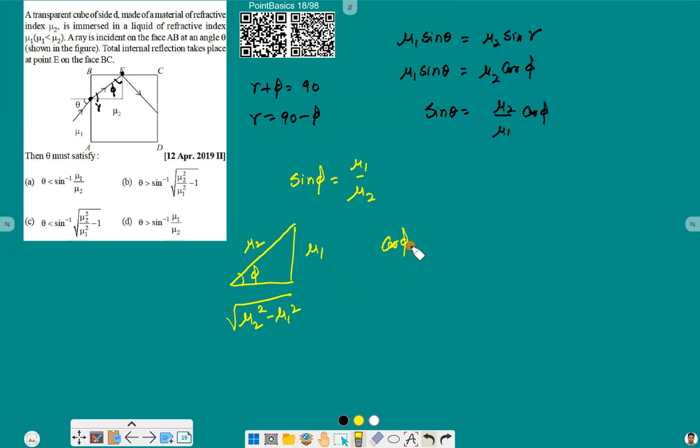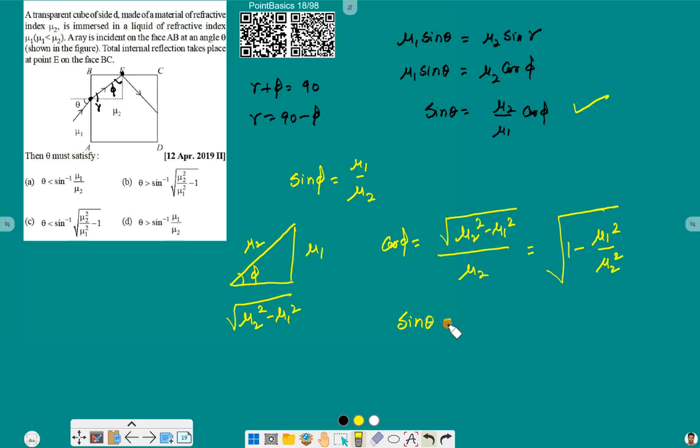So now cos of phi will be equal to under root mu2 square minus mu1 square by mu2, and this can be written as under root 1 minus mu1 square by mu2 square. Now we can substitute this value here. So sine of theta will be equal to mu2 by mu1 under root 1 minus mu1 square by mu2 square.